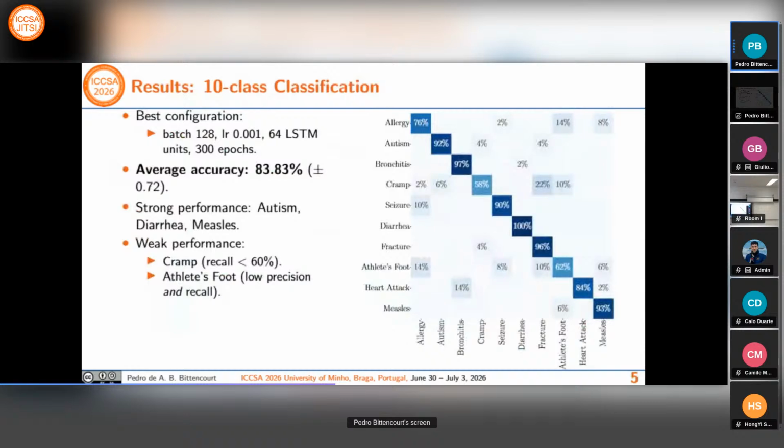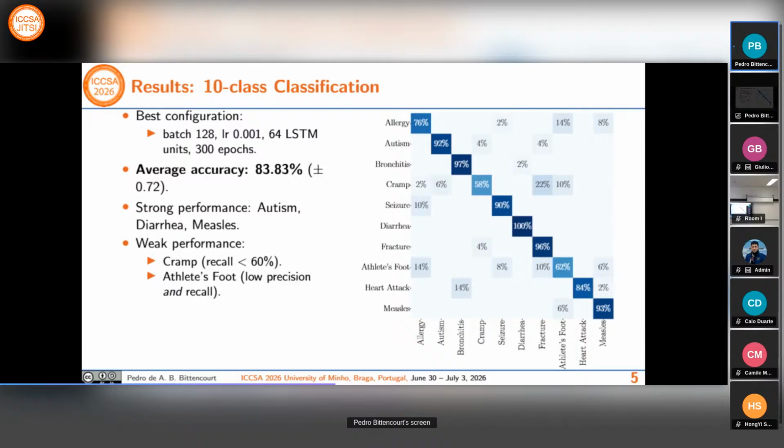So let's look at the results for the 10 class classification problem. With the best configuration, this model achieved an average accuracy of 83.83% with a low standard deviation of 0.72, indicating consistent performance.